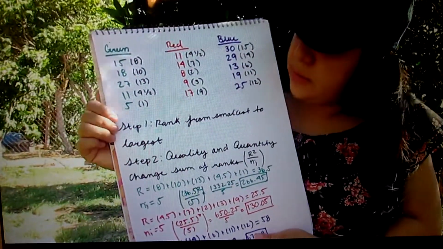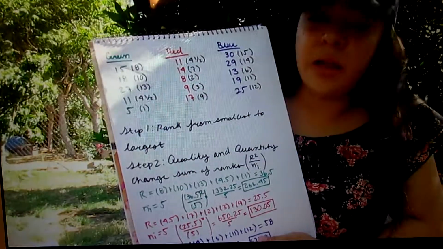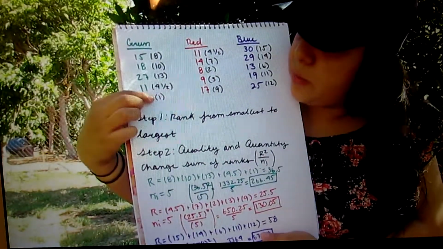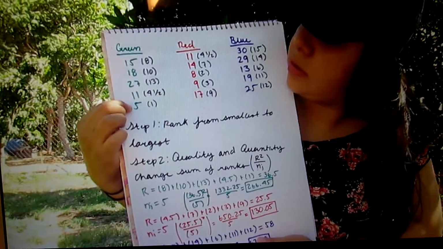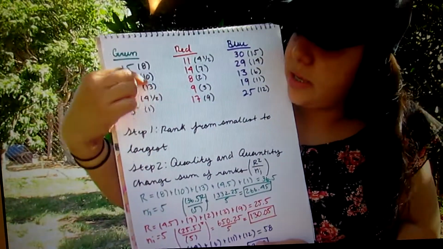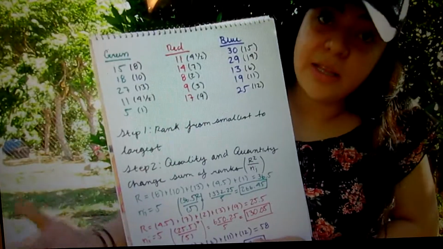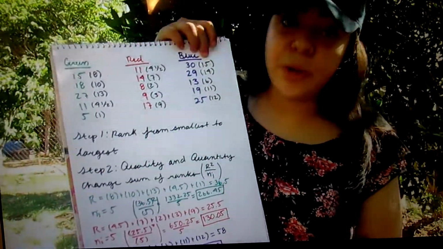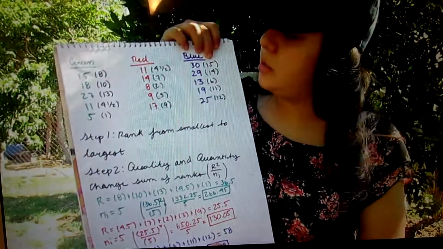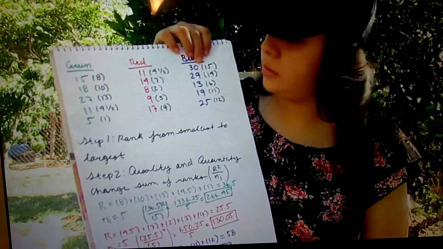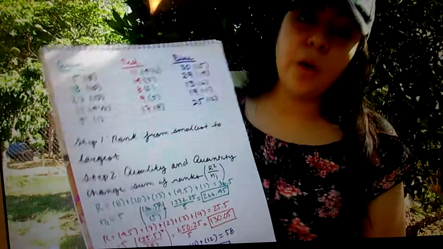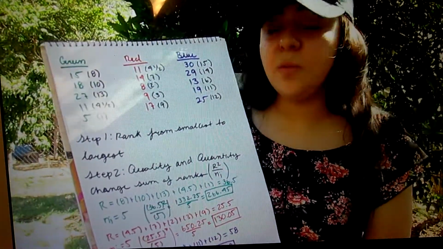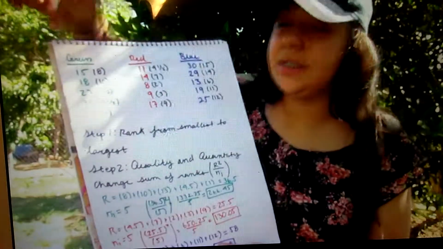So the first step would be to rank from the smallest to the largest. This is for the whole data set. So in this case, number 1 would be 5. Moving up, number 2 would be 8. Number 3 would be 9, and so forth. Our last data point, our last rank, is going to be 15, which is at 30. If you have a number lower than 1 or higher than 15, you did something wrong because there are only 15 data points.